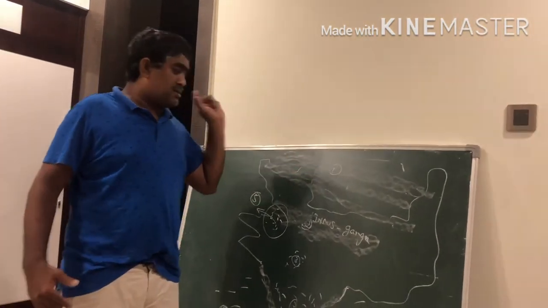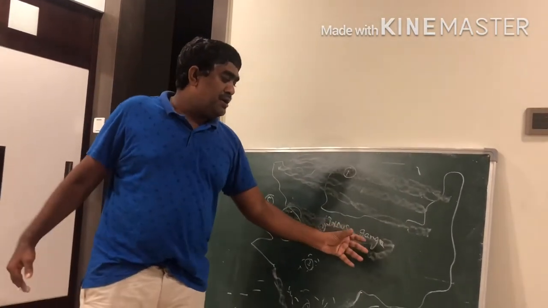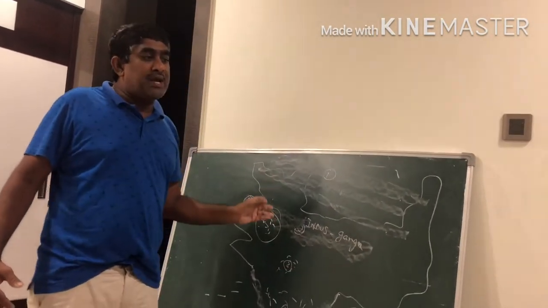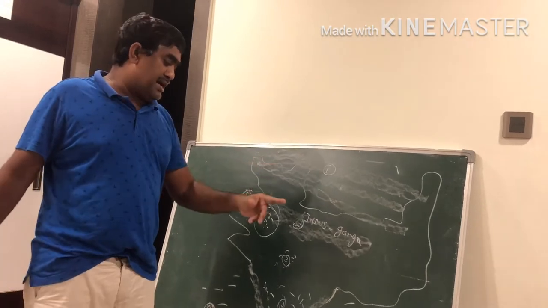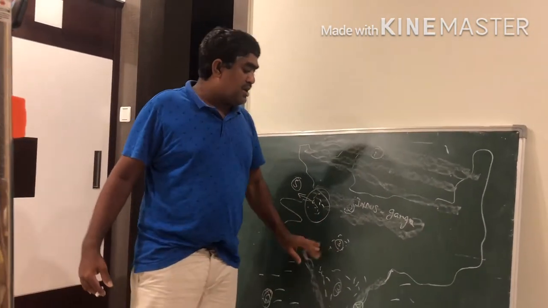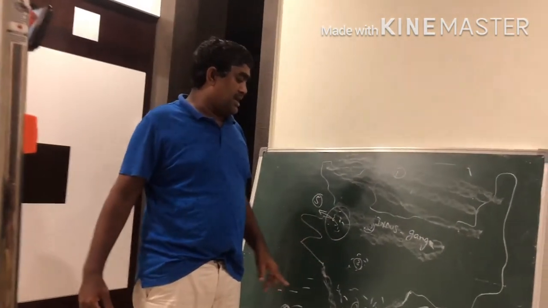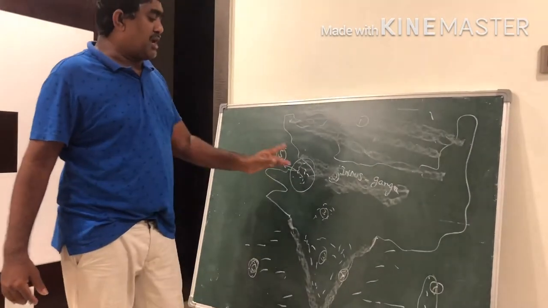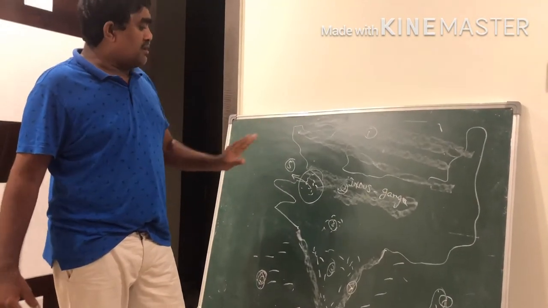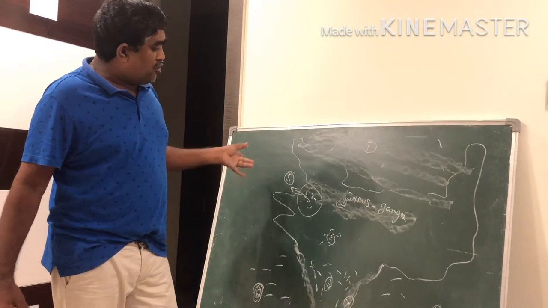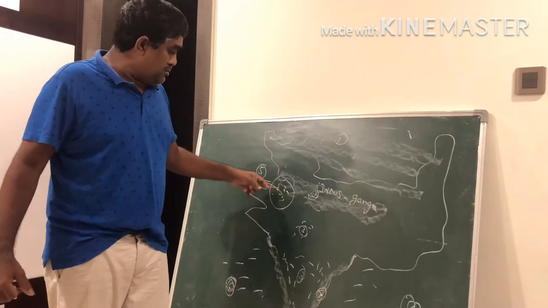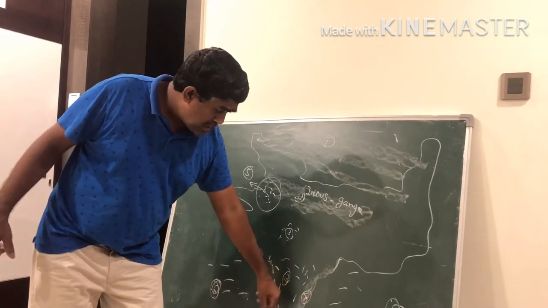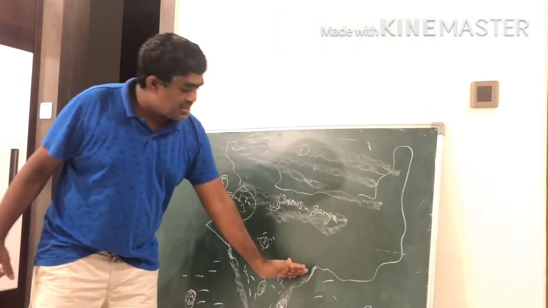One is Himalayas. Two, Indo-Gangetic Plain, Indus and Ganga. Third one is Plateaus. I'll explain each one individually, clearly. Okay, then you can get an idea, but it is just a representation. And the fourth one is Coastal Plain. Coastal Plains means near the seashore.